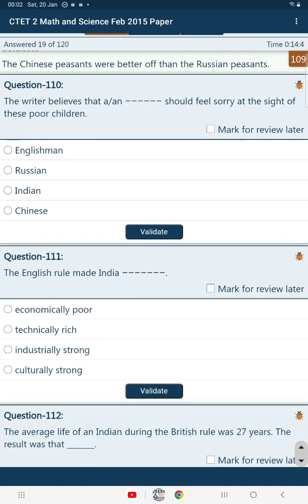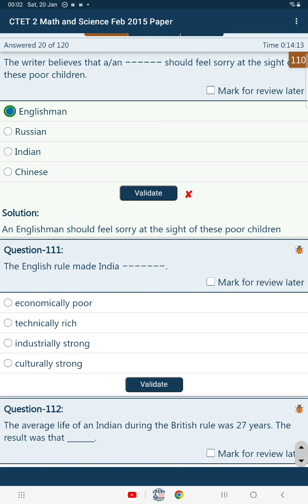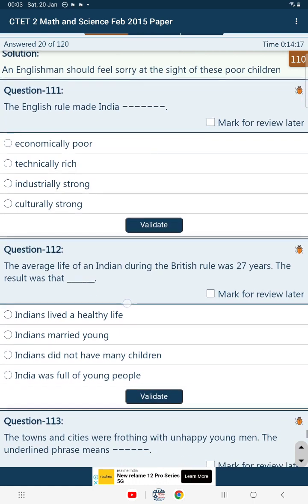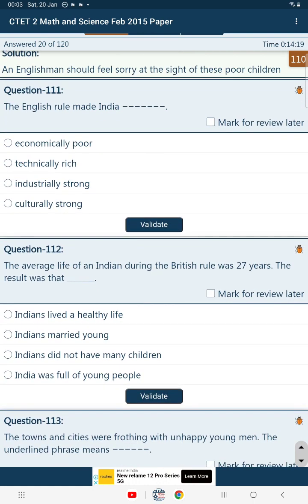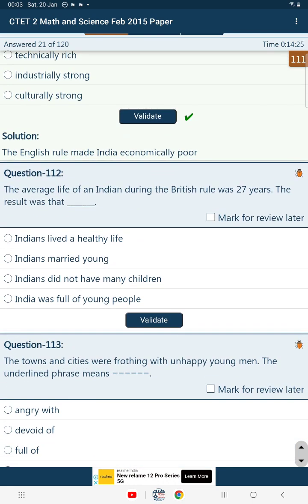The writer believed that an Englishman should feel sorry at the sight of the poor children. The English rule made India economically poor. The average life of an Indian during British rule was 27 years.